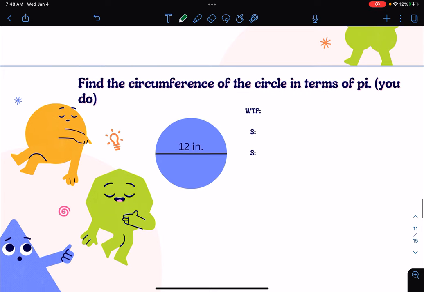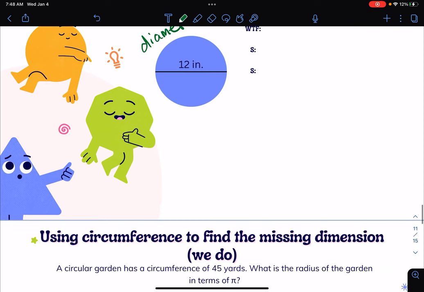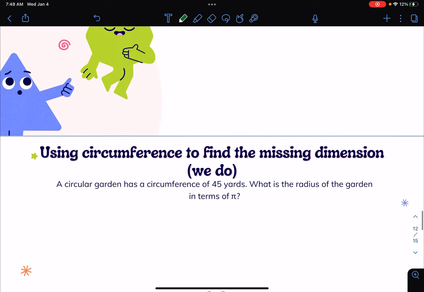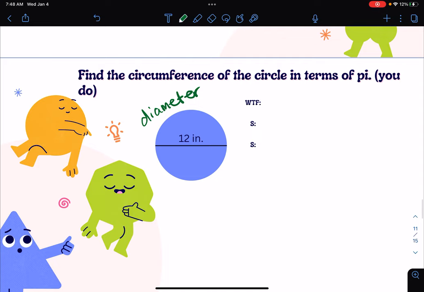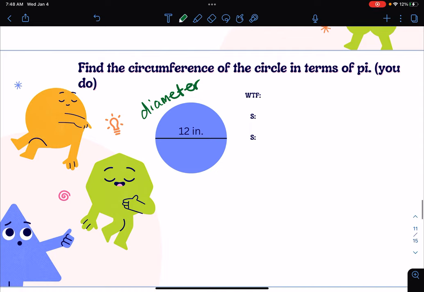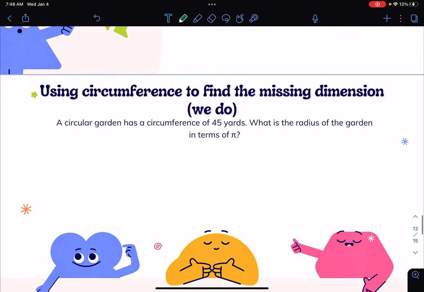So this next one is a you do. Do they give you diameter or radius? Okay. Yes, they give you diameter. So what formula should you use? Okay. And then you're going to write the formula, substitute, and solve. Okay. So go ahead, pause your video, complete that one. And then when you're done, come back and we can do the we do.